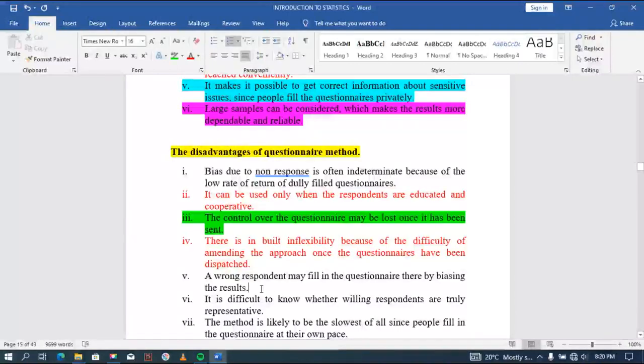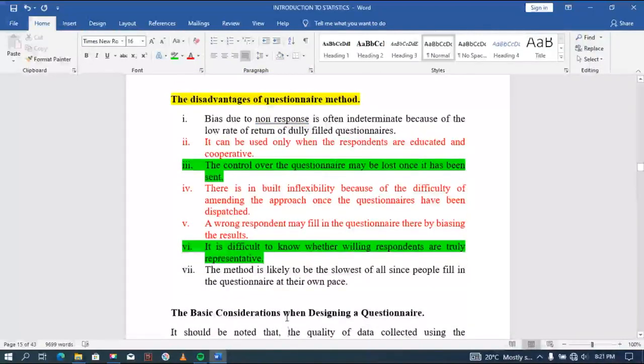Another disadvantage is that a wrong respondent may fill in the questionnaire, thereby biasing the results. So if a biased person fills in a questionnaire, of course he will give a response that is contrary to what is required of him by the questionnaire, and this would give wrong results or wrong conclusions to the researcher. It is difficult to know whether willing respondents are truly representative, so you may not be able to tell the right people to send the questionnaires to. So meaning this could give you a misleading result.